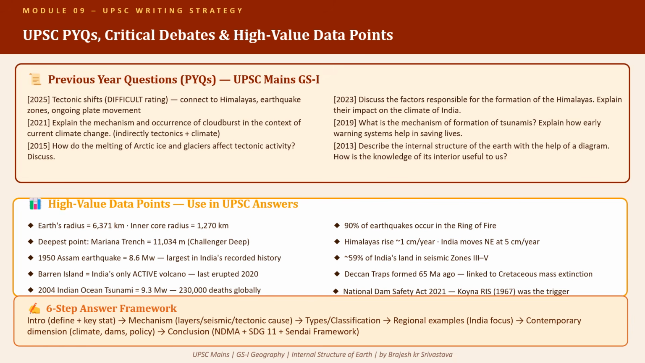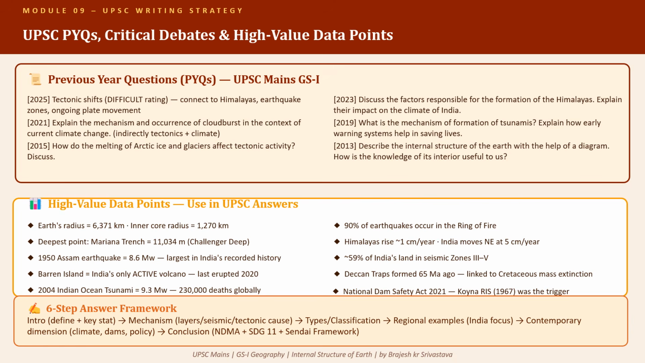Step 2. Mechanism. Walk through the scientific process systematically. Layers or seismic evidence or tectonic cause, depending on the question. Step 3. Types and classification. Always classify. Boundaries, wave types, volcano types, earthquake types. Step 4. Regional examples with India focus. UPSC values India centricity. Always bring in Indian examples, Indian plate, Himalayan orogeny, Barren Island, seismic zones.